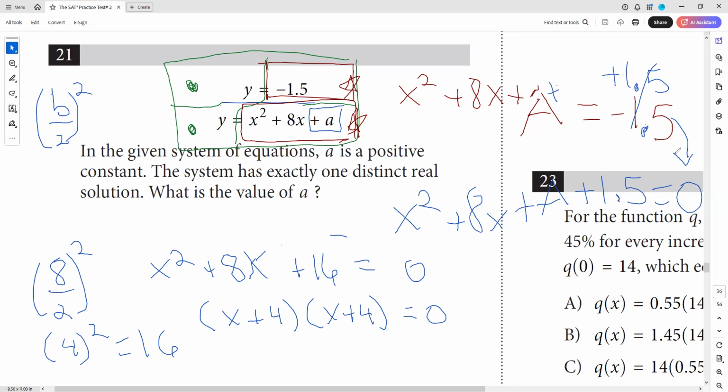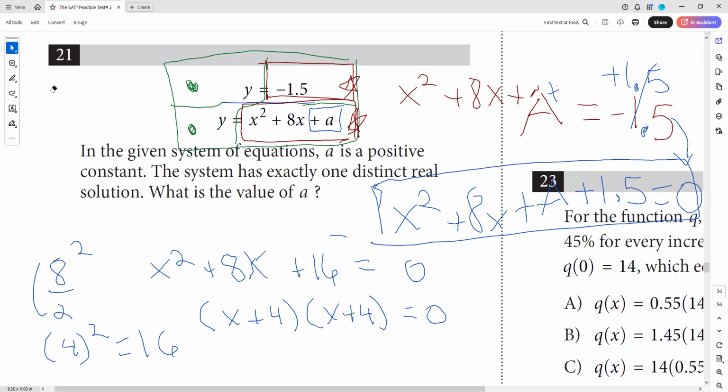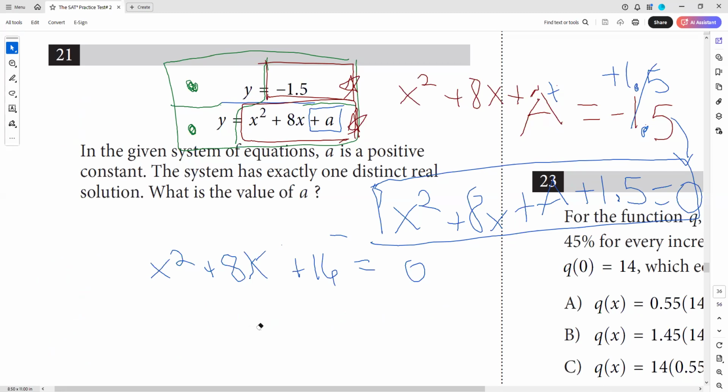And now we have this whole thing. X squared plus 8x, sorry, plus A plus 1.5 is equal to 0. Okay. Continue erasing stuff. So pause if you need to. I'm going to erase what I wrote at the beginning. We don't need that. We don't need this. We don't need that.